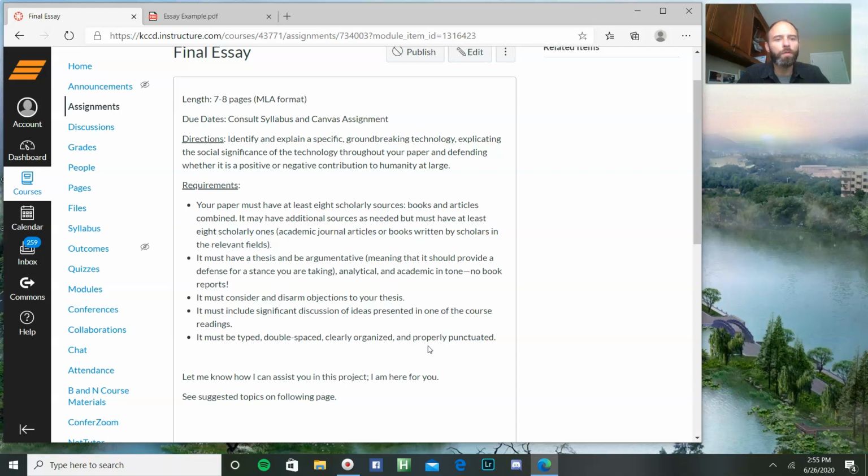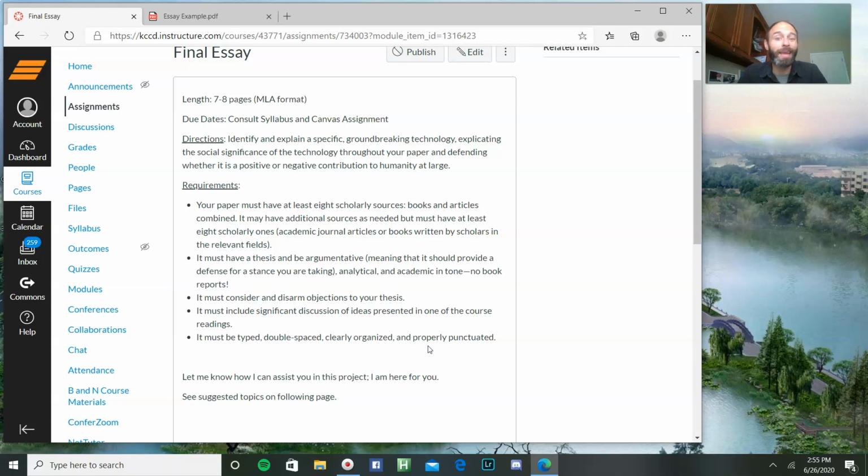So your instructions are to identify and explain a specific groundbreaking technology, explicating the social significance of the technology throughout your paper and defending whether it is a positive or negative contribution to humanity at large. I'll talk about suggested topics below, but let me talk about some of the requirements.